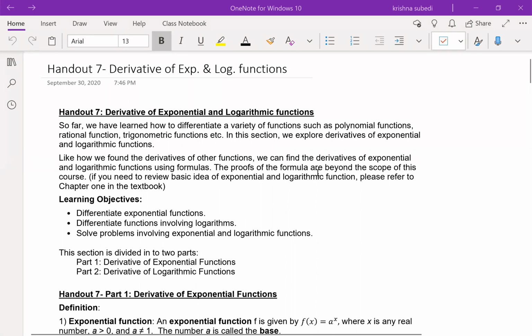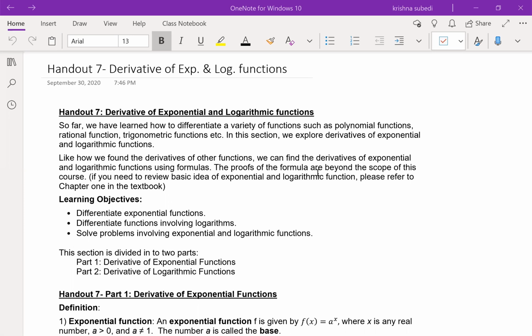Okay guys, so today we will be working on derivatives of exponential and logarithmic functions. In your textbook, I believe it is section 2.6. So far we have learned how to differentiate a variety of functions, such as polynomial functions, rational functions, trigonometric functions, etc. But in this section, our focus will be exploring derivatives of exponential and logarithmic functions.